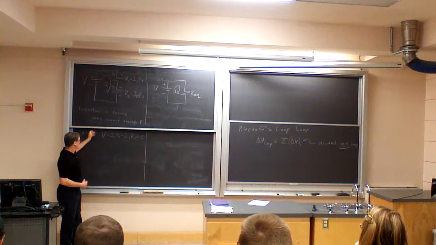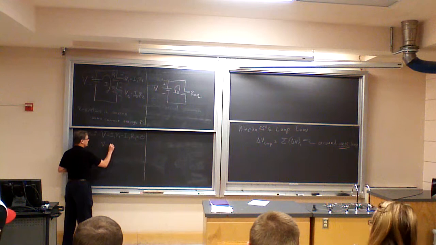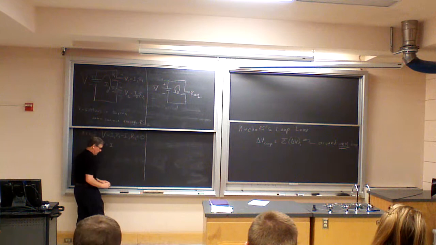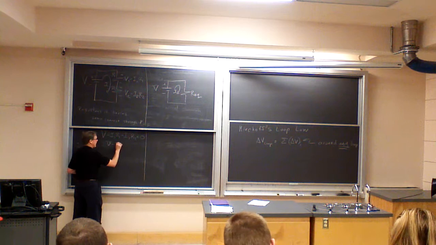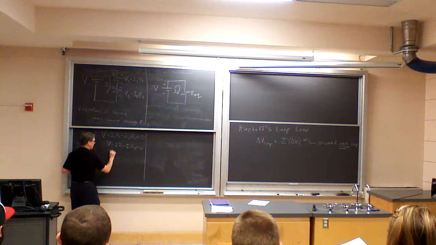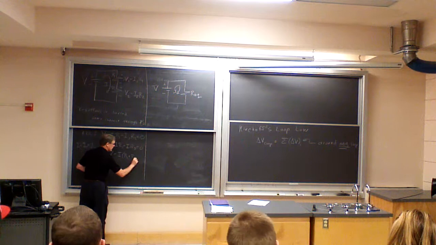Let's rearrange things a little bit here. We have V now equals I1 R1 plus I2 R2. It's the same current everywhere, isn't it? So I1 equals I2 equals I, so we can rewrite this as V minus I R1 minus I R2, or V equals I (R1 plus R2).